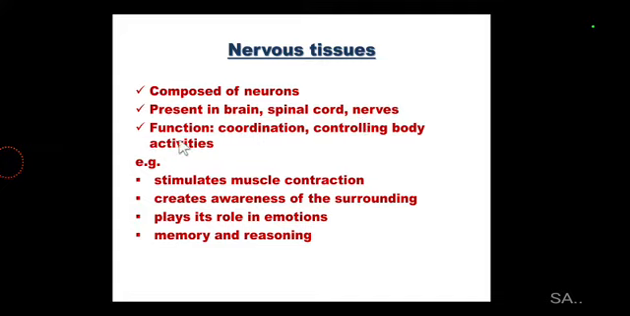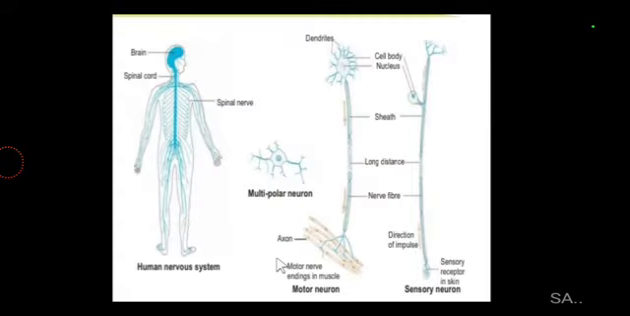So what is their function? They help in coordination and control of the body activities. I have quoted some activities here. They stimulate muscle contraction, they create awareness of the surroundings, they play their role in emotions like your feelings, your reactions, and they also help in memory and reasoning. So nervous tissue is very important since it is controlling all our life.